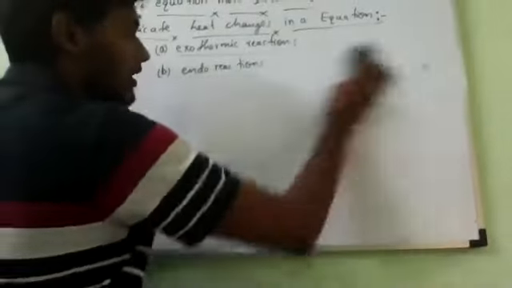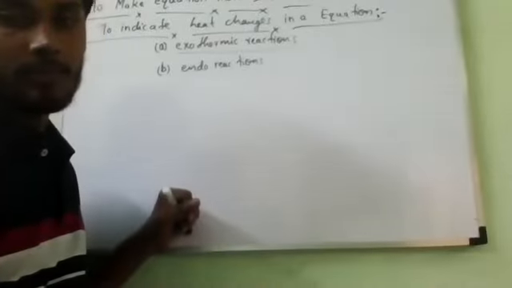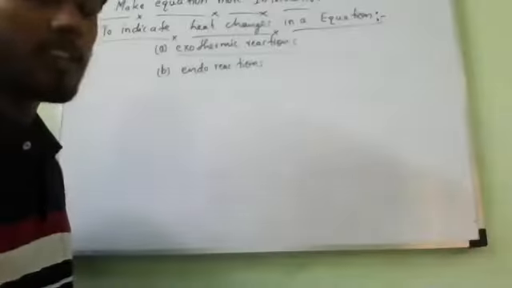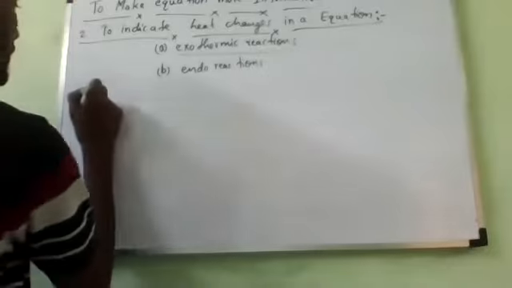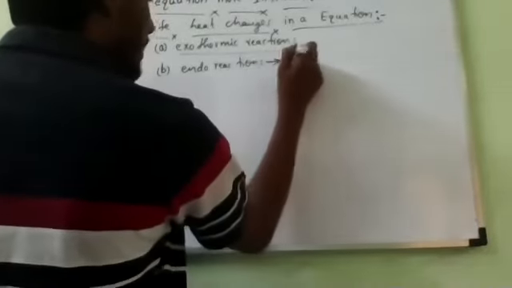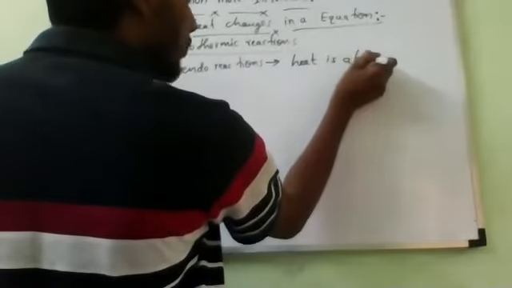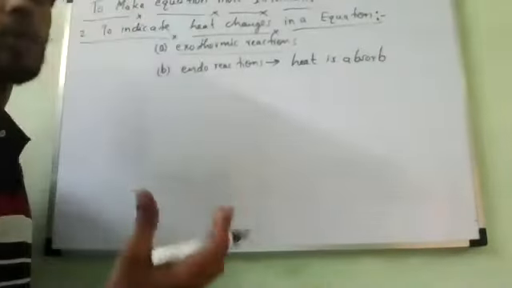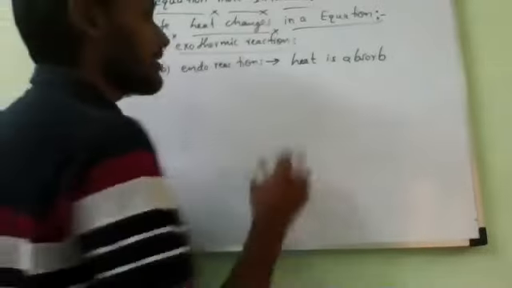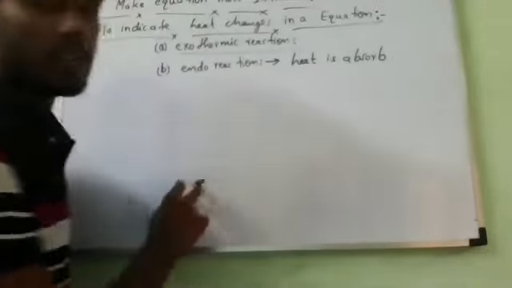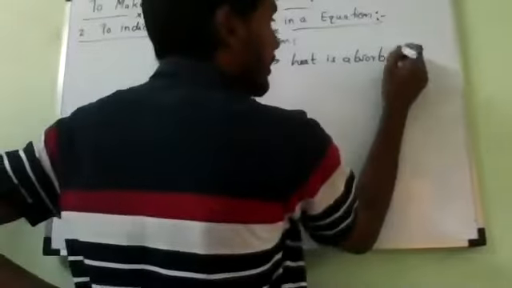Here, heat evolved is exothermic. Next, what is endothermic? Anybody, any idea? Heat is absorbed. Very good. Those reactions in which heat is absorbed. Endothermic means heat is absorbed. If the reaction wants to take place, it needs heat energy to be provided. That reaction is called an endothermic reaction.